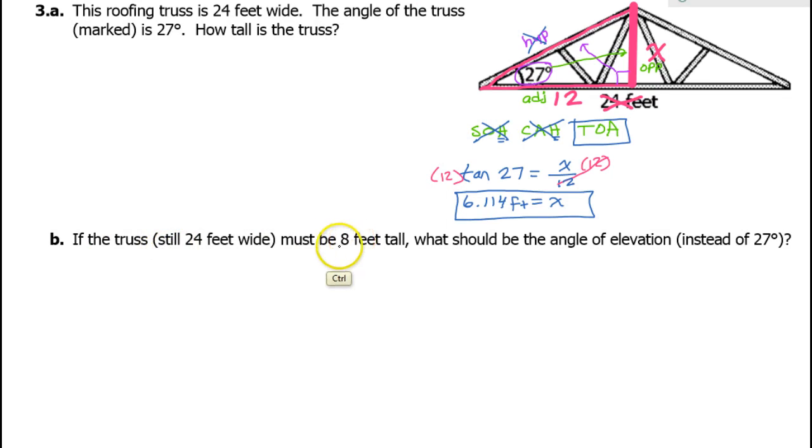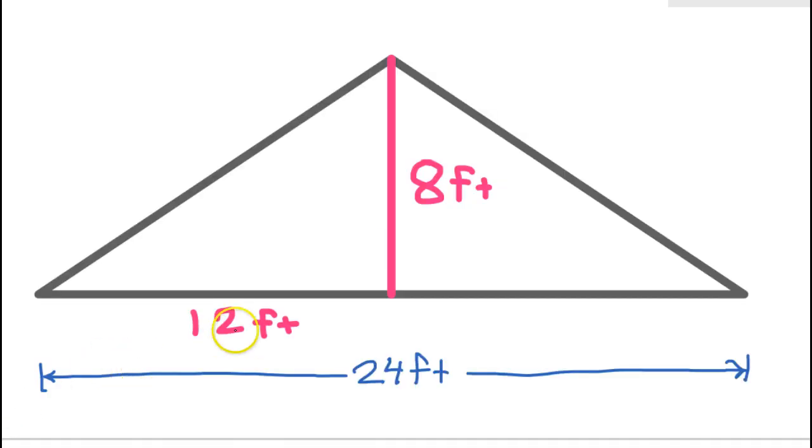What if the truss must be 8 feet tall, and assuming it's still 24 feet wide? What should the angle of elevation be instead of 27 if we want the truss to be 8 feet tall? So here's a nice picture of what's happening now. The truss is still 24 feet across, but now the height has got to be 8 feet. So here's the height right here. This angle that we used to know was 27, suddenly, this is the thing that we are supposed to find. So I'm going to put an X there.